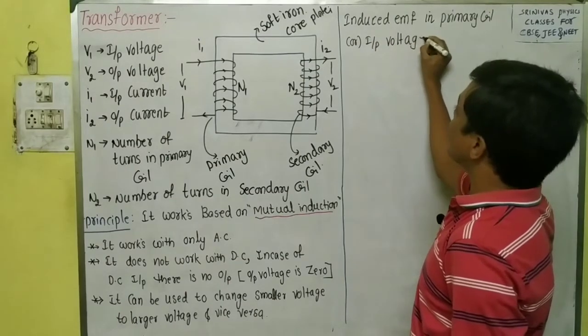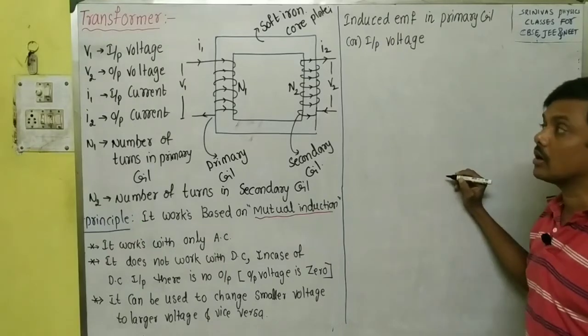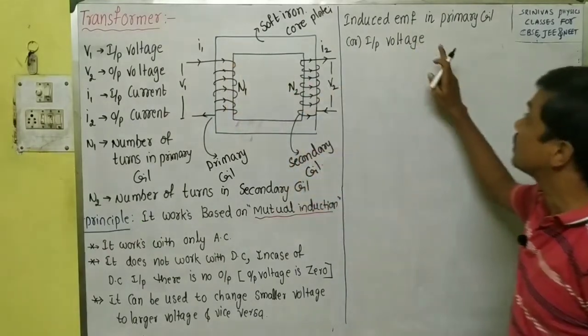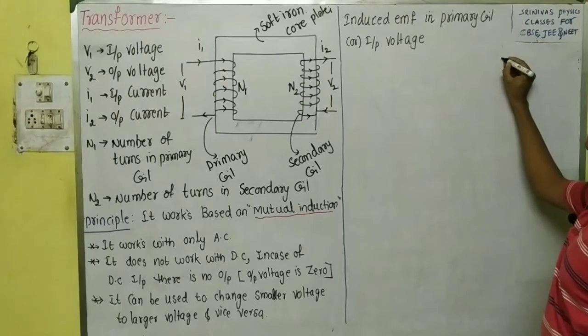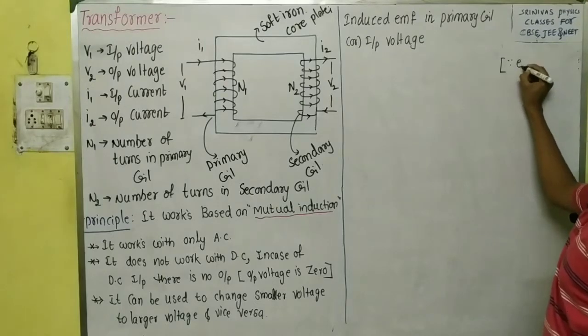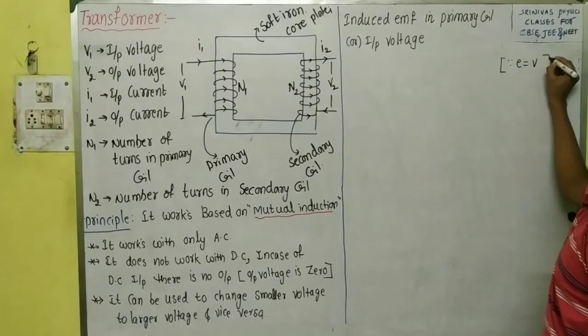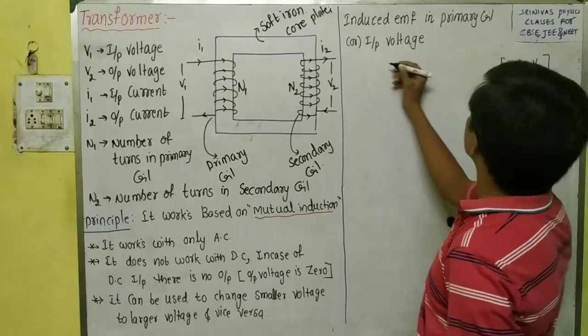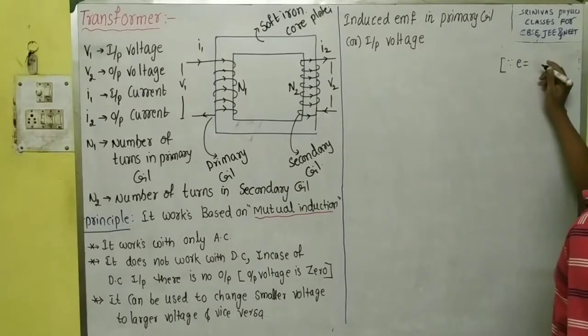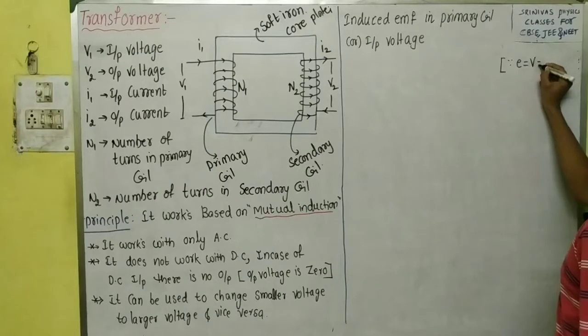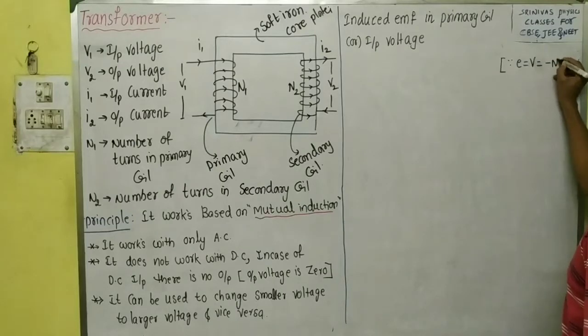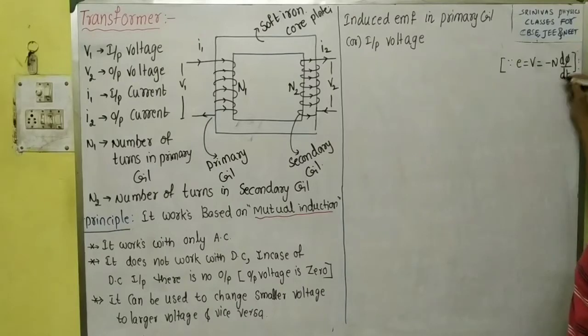When possible, if the resistance of the wire is negligible, then the induced EMF is equal to the input voltage. Then what is this induced EMF formula according to Faraday's law? We know that induced EMF equals minus N d phi by dt. This formula you know.